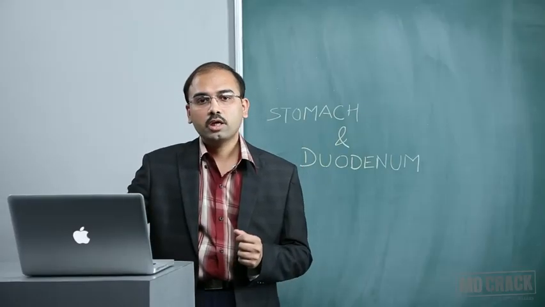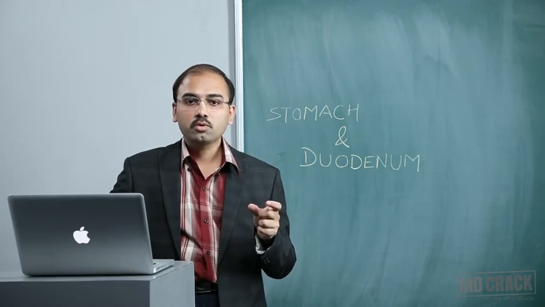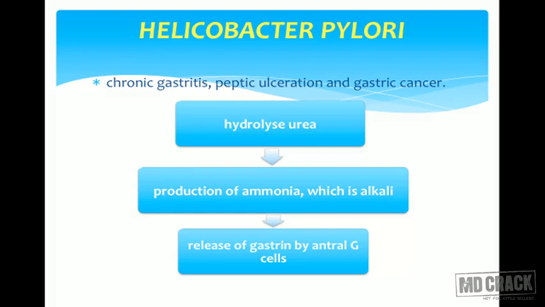Now we go to the Helicobacter pylori. This is the bacteria causing the most common infection in humans. It can be seen in a diverse array of presentations like chronic gastritis, peptic ulceration and gastric cancer. So we'll go through how these bacteria affect the gastric mucosa and how these lesions are produced.